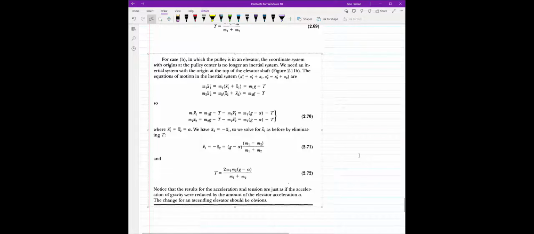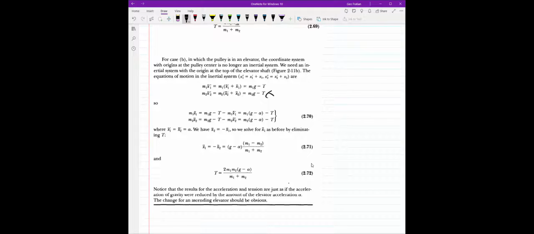So we have m1 x1 double prime is equal to m1 x double prime plus x1 prime is equal to m1g. But we're in an inertial system, so remember, x1 double prime is equal to x1 double prime plus x1 prime, so you're basically adding the two together. And then same for x2. And that's why we do that here. We just change the double prime to the single prime and the non-prime. And then it's just the exact same equations we had before.